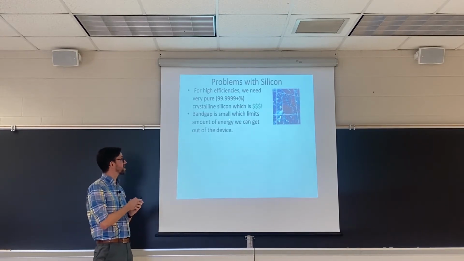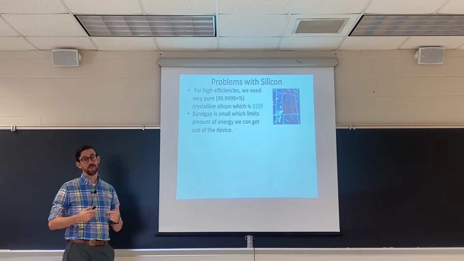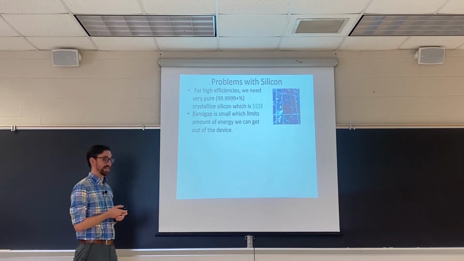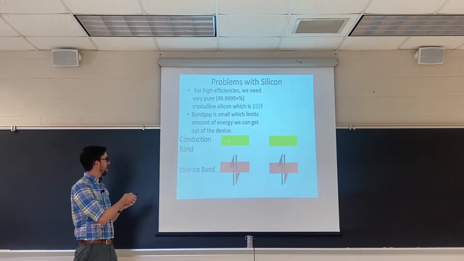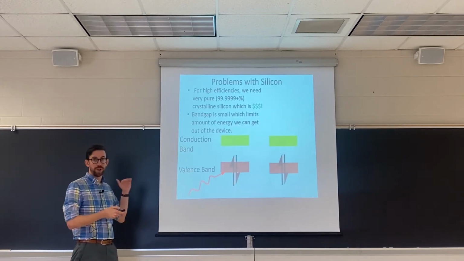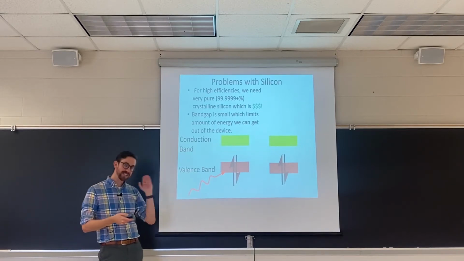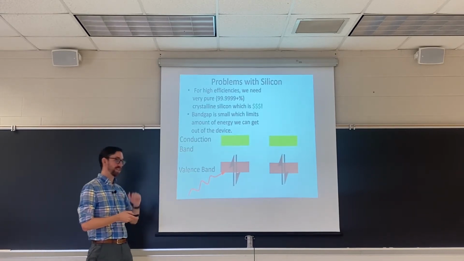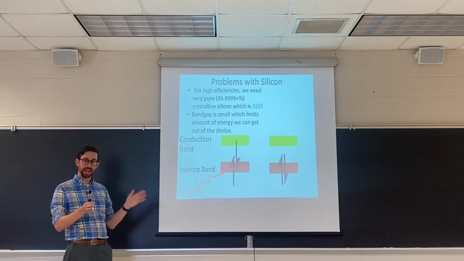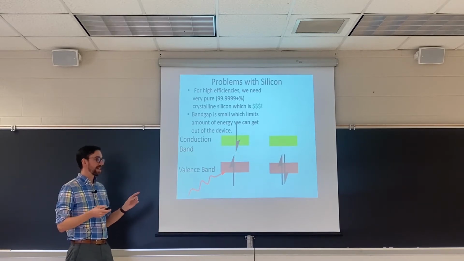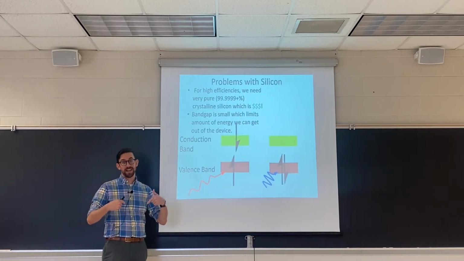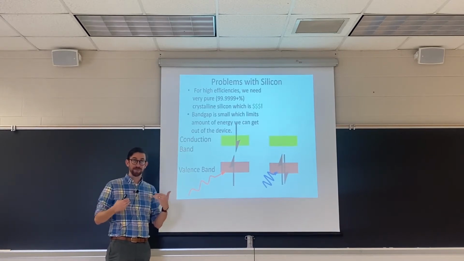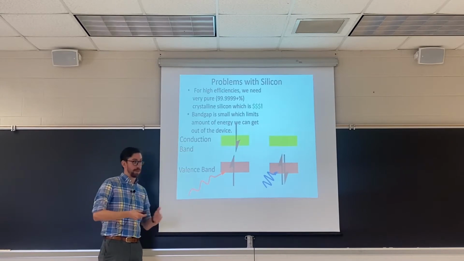Also, the band gap is small, which limits how much energy we can actually get out of the device. To understand what's going on there, say I have my valence band and my conduction band, and I come in with low energy red light, just enough energy to excite an electron into the conduction band. I can do that. Great. Now let's say I come in with higher energy blue light. I would like to be able to use that extra energy because I'm absorbing it.